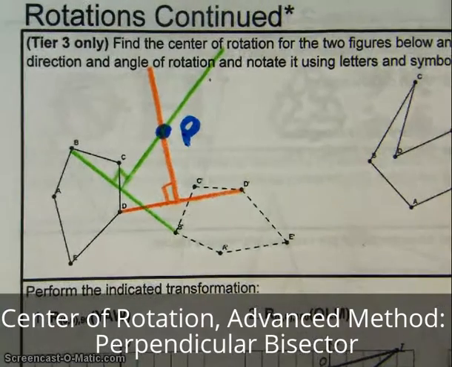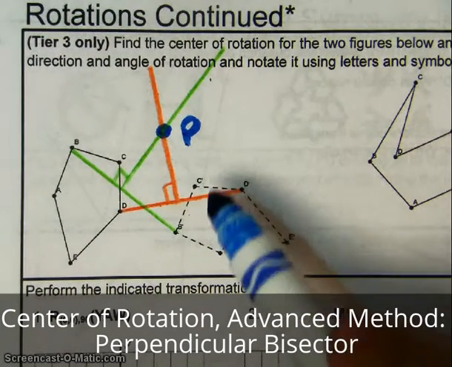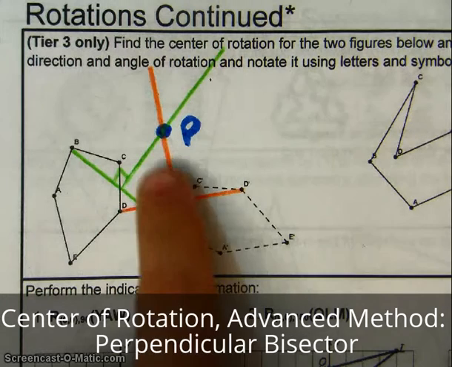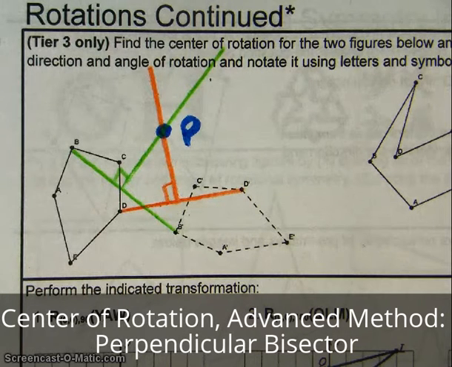You can go ahead from here and find out the angle and the direction, everything like that. But for now, we'll stop here. That is how you find the center of rotation using the honors method.